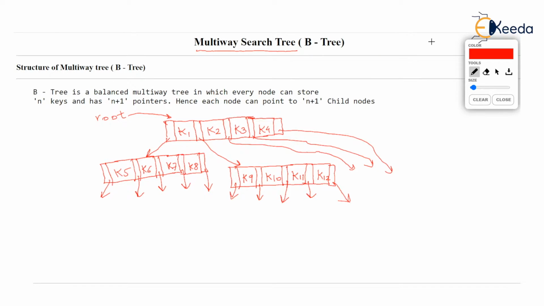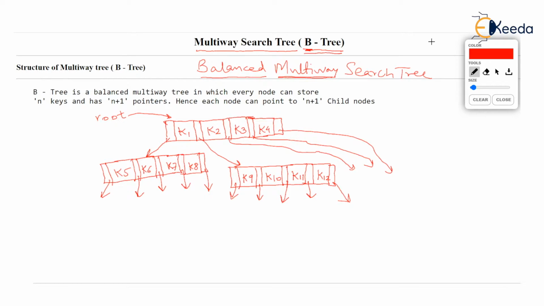So, in this video and in the upcoming video, we will be learning about B tree. B here stands for balanced. It is a balanced multiway search tree. We will be learning why it is known as balanced, why the tree is balanced. But before that, let's understand what we mean by multi-way search tree.